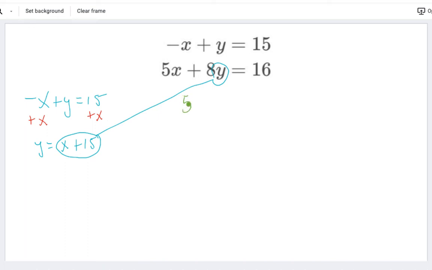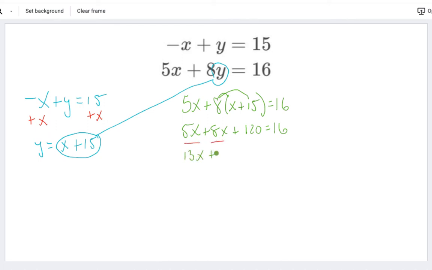So we're going to have 5x plus 8 times parentheses x plus 15 equals 16. We want to make sure we distribute. So 5x plus 8x plus 120 equals 16. Combine the like terms, 5x and 8x, so 13x plus 120 equals 16.